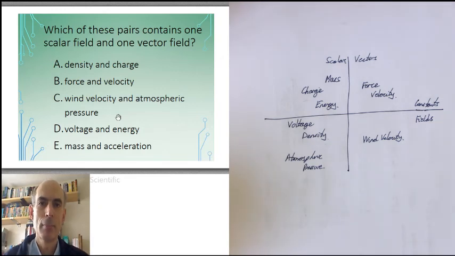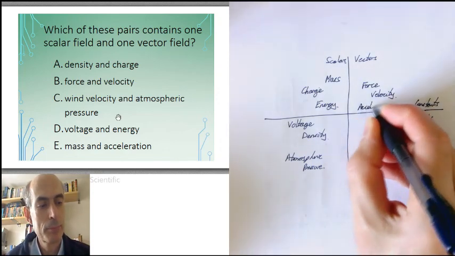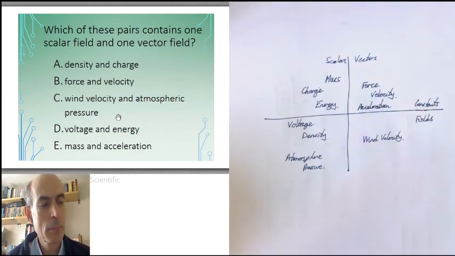Acceleration. Acceleration is a vector. It has a direction. But there's nothing here telling you that the acceleration is a function of position, so I would put it up here. Constant vector.